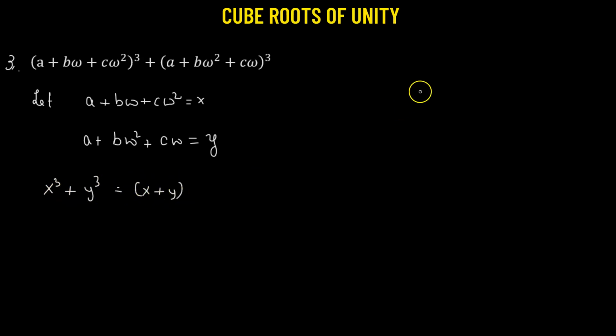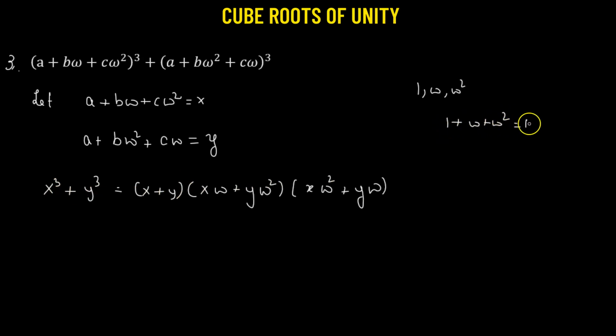Now since 1, omega and omega squared are the cube roots of unity, when we factorize x cubed plus y cubed, we should get x plus y, multiplied by x omega plus y omega squared, multiplied by x omega squared plus y omega. When we multiply these three expressions, this should give us x cubed plus y cubed, and we'll use the property that 1 plus omega plus omega squared, the sum of the roots, must be 0 and the product of the roots equals 1. Now we'll have to find x plus y, x omega plus y omega squared, and x omega squared plus y omega.